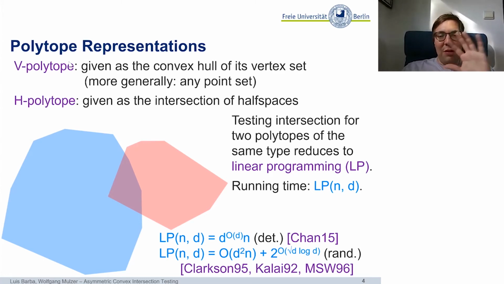Okay, so this is the nice thing. If both of the polytopes are given in the same description, as V polytopes or as H polytopes, it's a problem that is well understood.